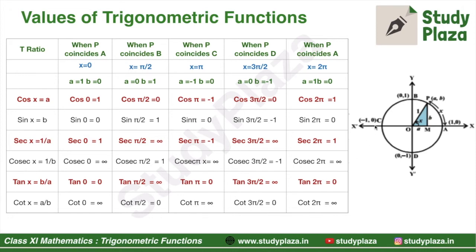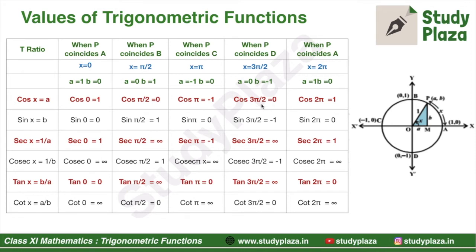Now from the point C, the point P moves to D. Again, the angle x becomes equal to 3 pi by 2. The x coordinate of P, that is A, will be 0. The y coordinate of point P, that is B, will be equal to -1. And we get these values.